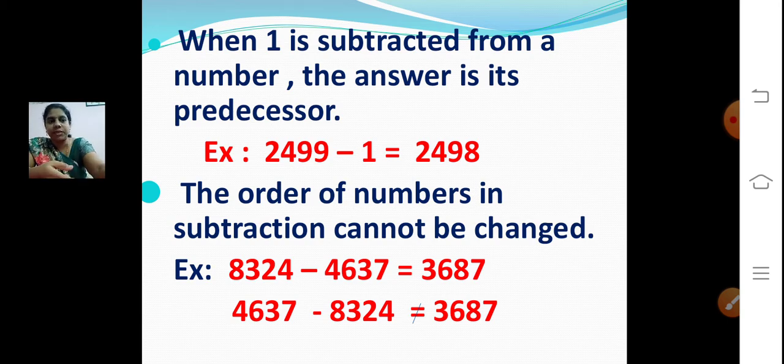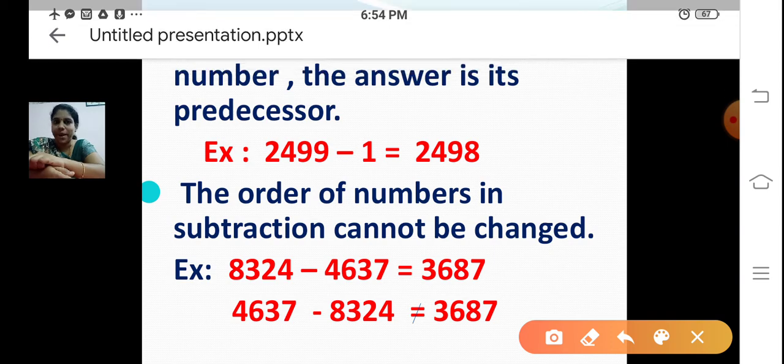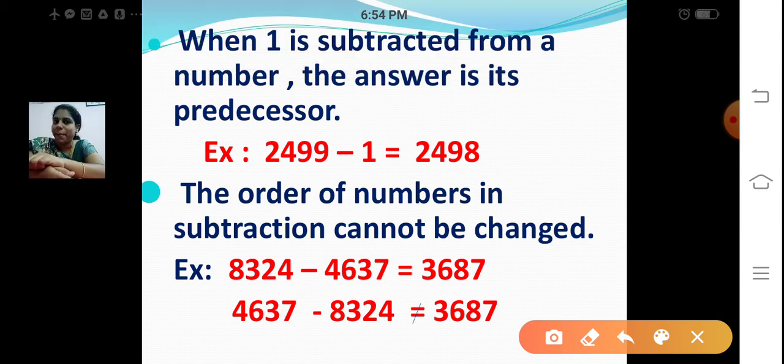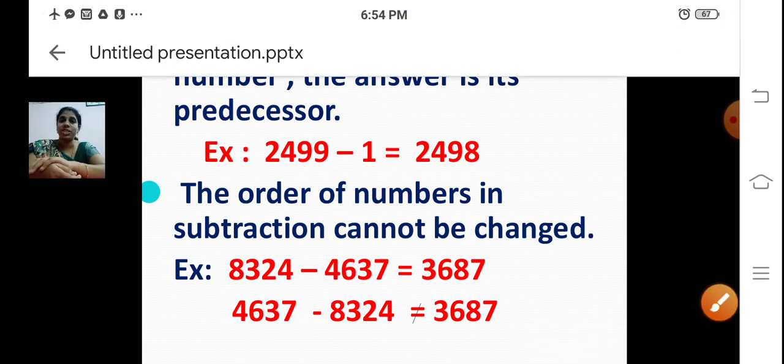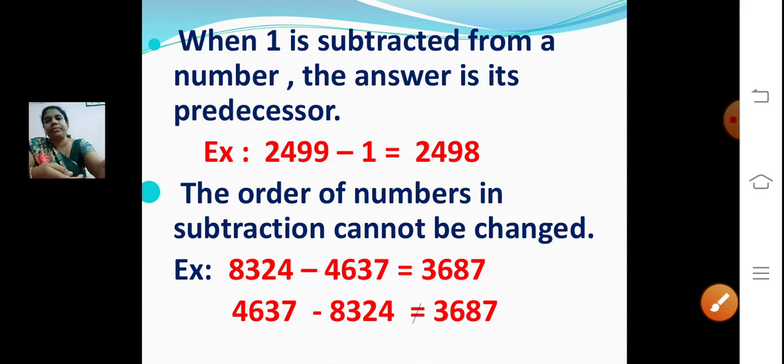What is the next fact? The order of numbers in subtraction cannot be changed. See one example now. 8324 minus 4637. When you subtract, my answer is 3687. But in the same way, when you subtract 4637 minus 8324, my answer will not be the same. So you cannot change the order in subtraction, right children? You cannot change the order in subtraction.